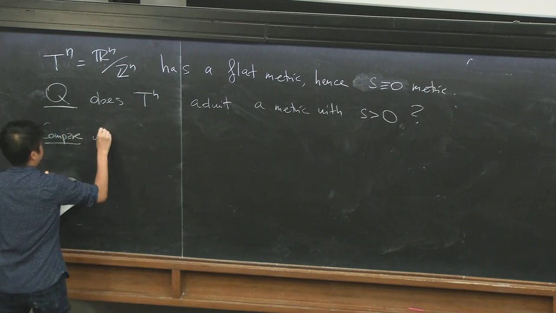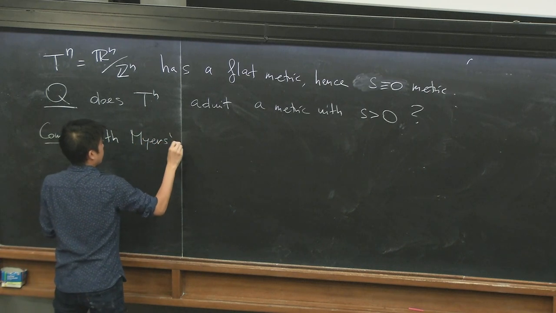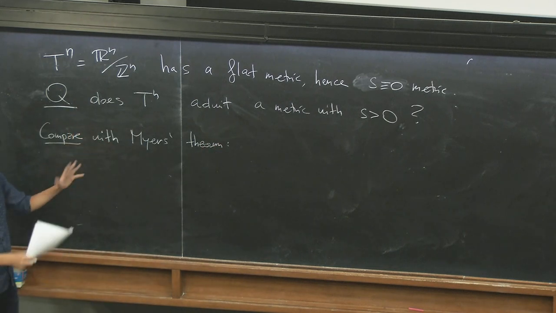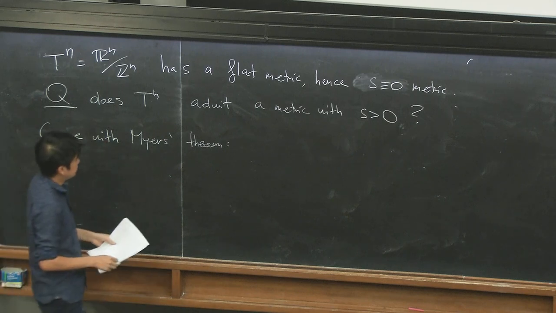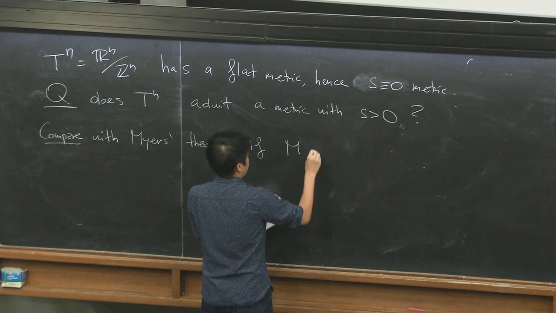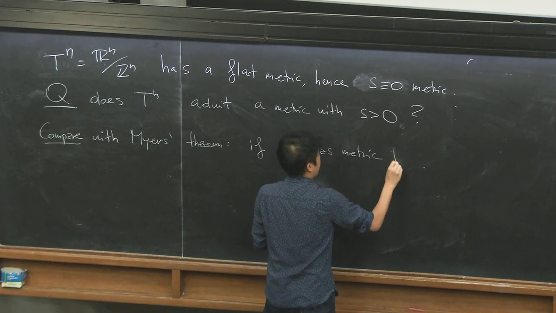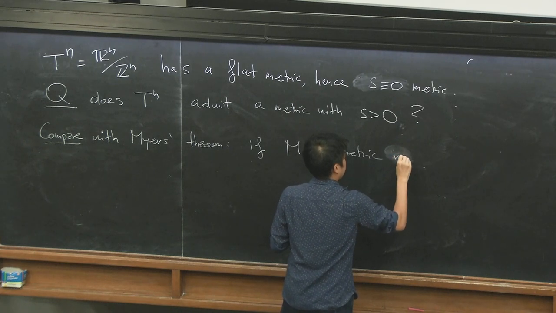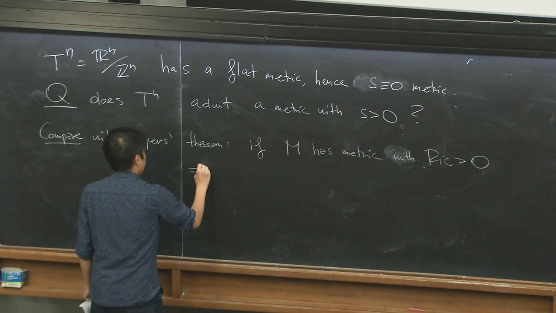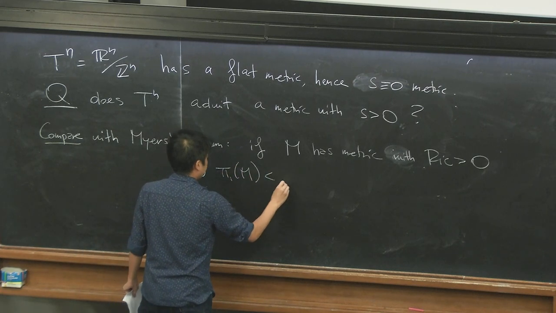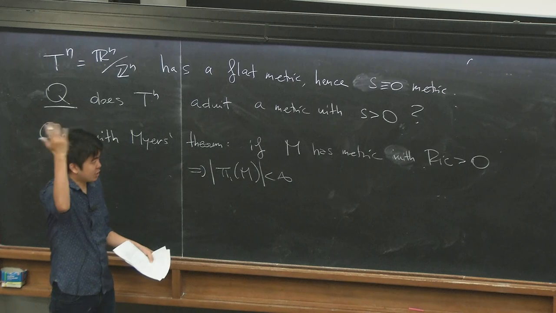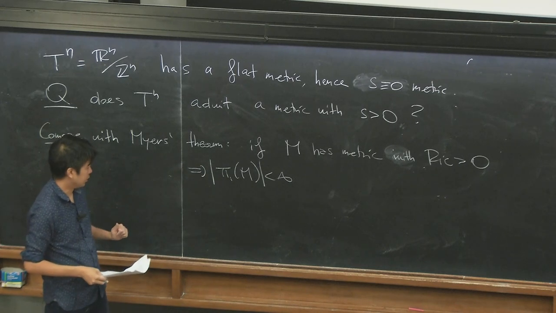This is Myers' theorem. It is a classical theorem in Riemannian geometry that doesn't use much technology, like ODE comparison. The theorem is that if M has a metric with positive Ricci curvature everywhere, then π_1 of M is finite. In particular, what you show is that the universal cover is compact.